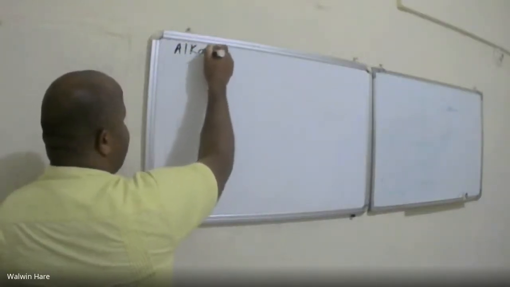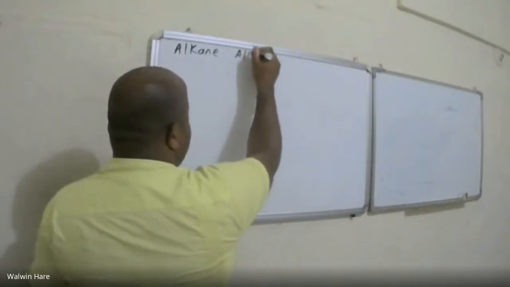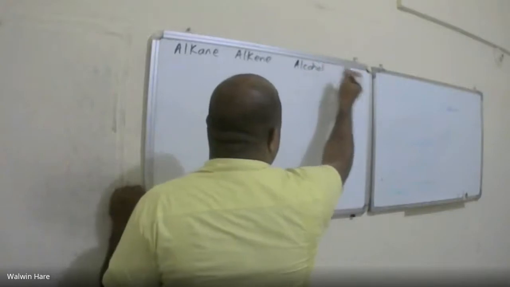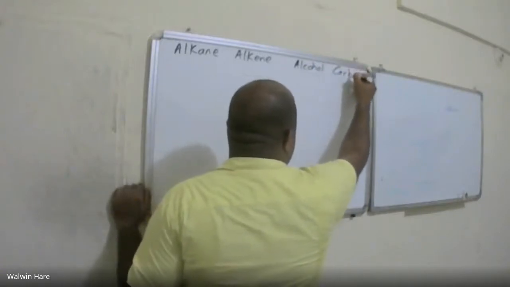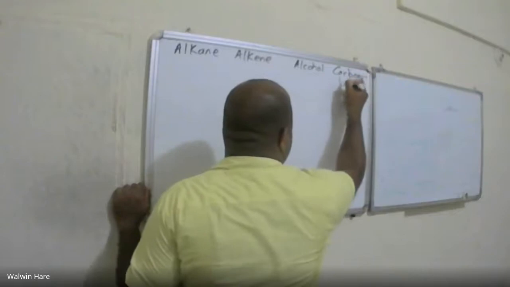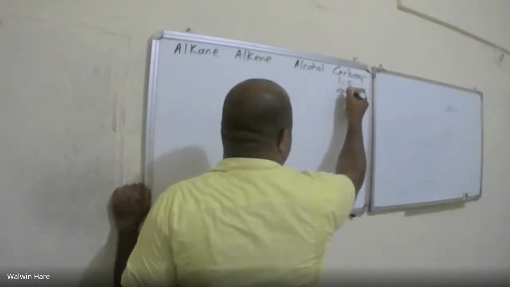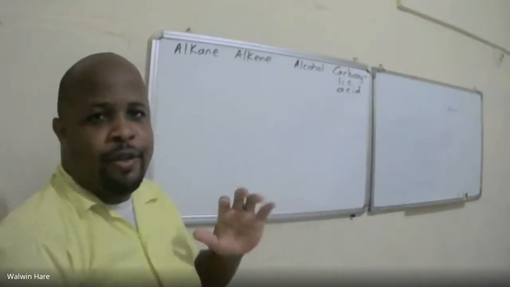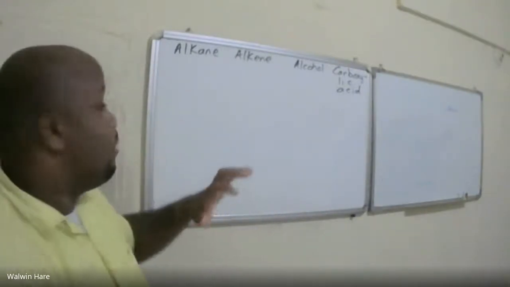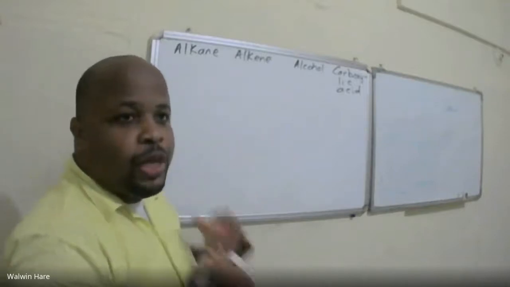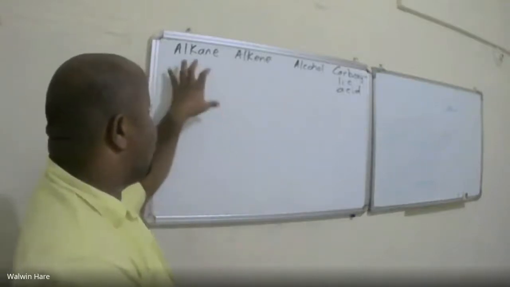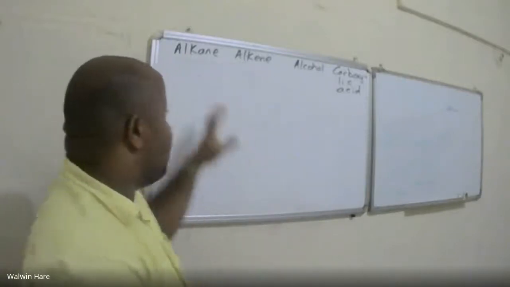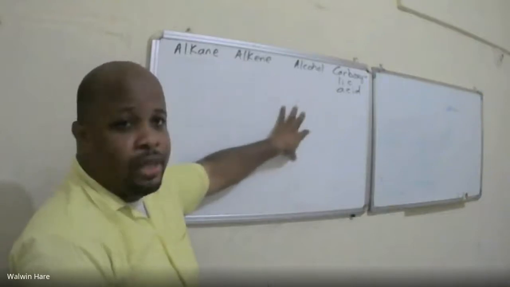So the four homologous series: alkane, alkene, alcohol, and carboxylic acid. I'm going to talk about the functional group first. The functional group is what we use to identify our homologous series, or to place a particular compound in the correct homologous series.